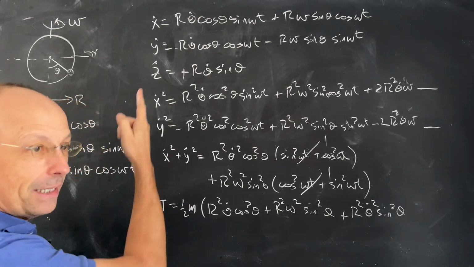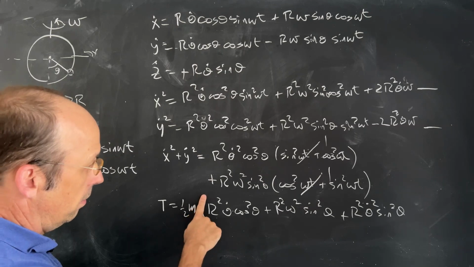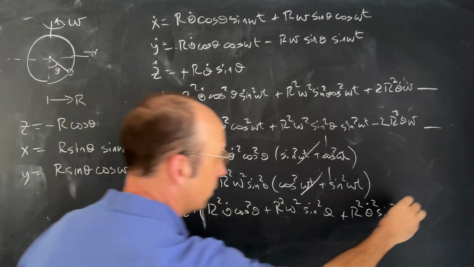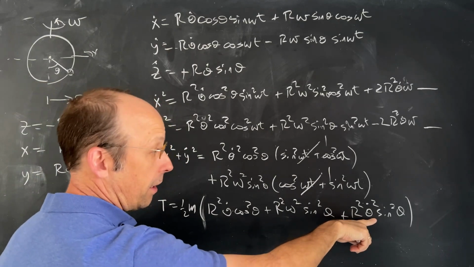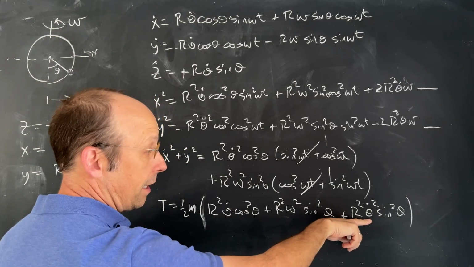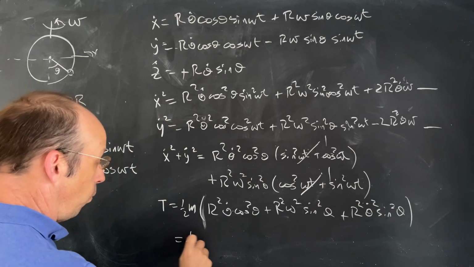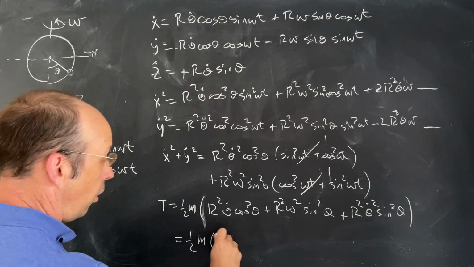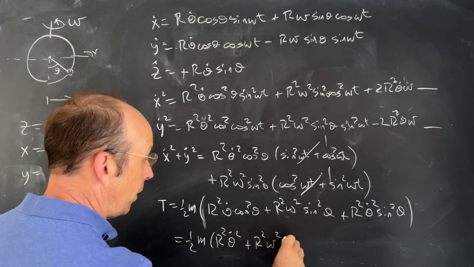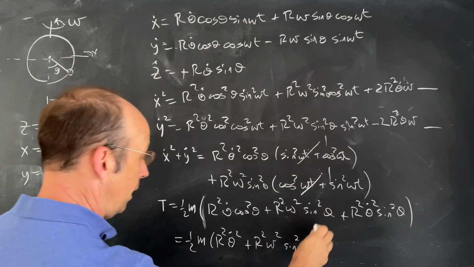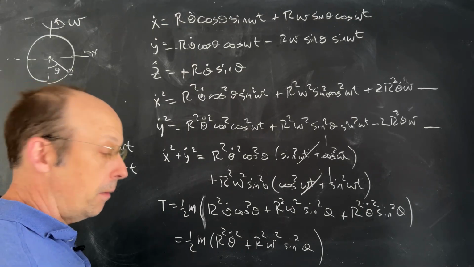But look at that mess. It's kind of pretty though. Oh, that's 1/2. That's right. Okay, right here I have r squared theta dot squared cosine squared theta, r squared theta dot squared sine squared theta. I can factor out the r squared theta dot squared, and I get cosine squared plus sine squared, so it's 1. So this is just going to be equal to 1/2 m r squared theta dot squared plus r squared omega squared sine squared theta. All that stuff, right? And we get something pretty easy. But you got to do the work.